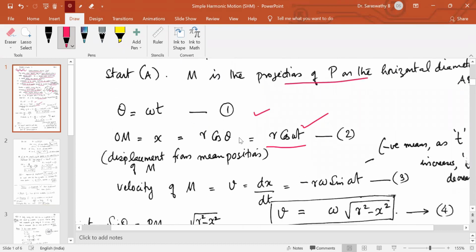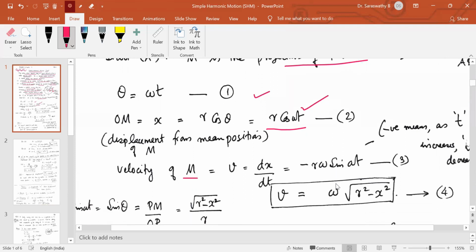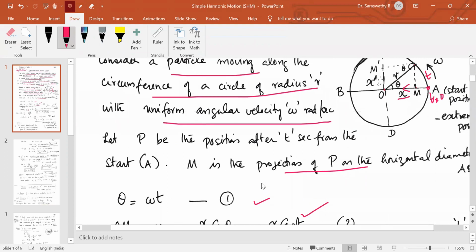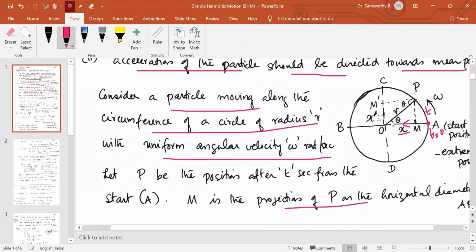Now, if x is the displacement, the velocity of this point M is the rate of change of displacement, dx by dt. So differentiating x equals r cos omega t, the derivative of cos omega t is minus sin omega t into omega, giving minus r omega sin omega t. Let us find out what sin omega t, sin theta, is. Looking into this, sin theta is equal to opposite side divided by hypotenuse. This is r, this is x. So this side will be root of r square minus x square.